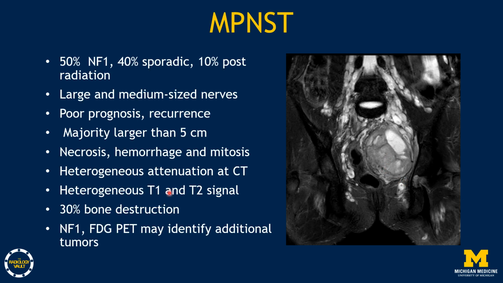Here we have a patient with NF1 who has bilateral plexiform neurofibromas in the lumbosacral plexi. This patient developed this large mass with necrotic components and hemorrhagic blood product deposits. This is a case of malignant peripheral nerve sheath tumors, which are aggressive sarcomas with about 50% associated with NF1, 40% occurring sporadically, and 10% following radiation exposure. They typically arise from large and medium-sized nerves, and most are larger than 5 cm at time of diagnosis.